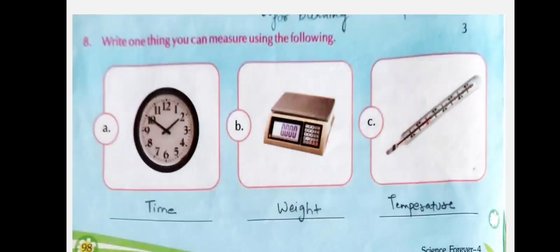Second, a weighing machine is kept here. So a weighing machine can measure the weight of all things. And in the third picture, one thermometer is given, and a thermometer is used to measure the temperature of the body. So we can write the answer. First one is time, second one is weight, and third one is temperature.